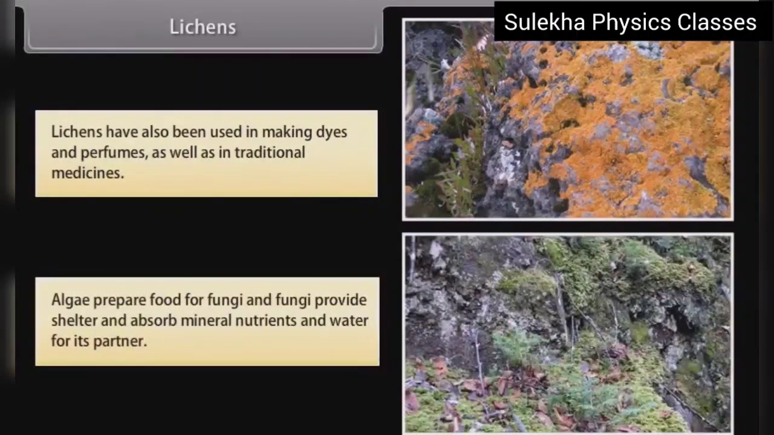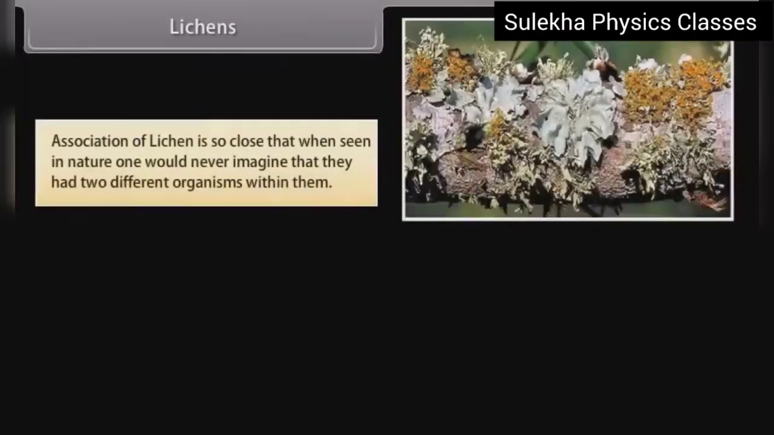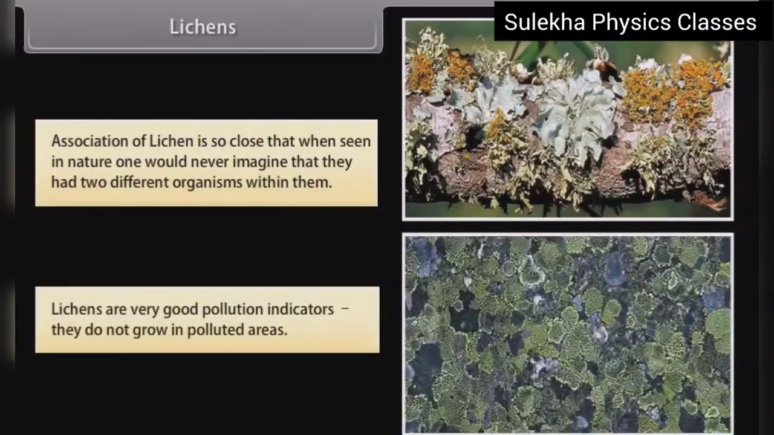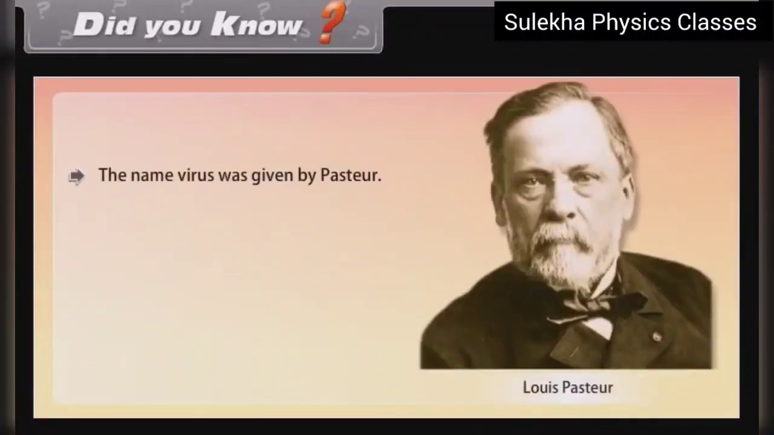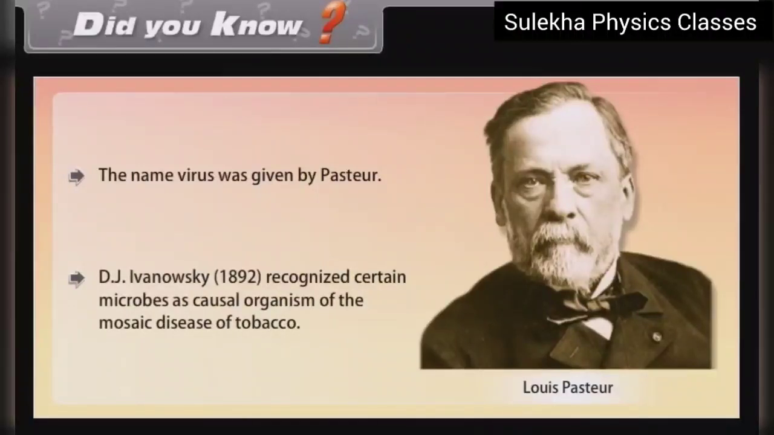Algae prepare food for fungi, and fungi provide shelter and absorb mineral nutrients and water for their partner. The association of lichen is so close that when seen in nature, one would never imagine that there were two different organisms within them. Lichens are very good pollution indicators. They do not grow in polluted areas. Did you know? The name virus was given by Pasteur. D.J. Ivanovsky, in 1892, recognized certain microbes as the causal organism of the mosaic disease of tobacco.